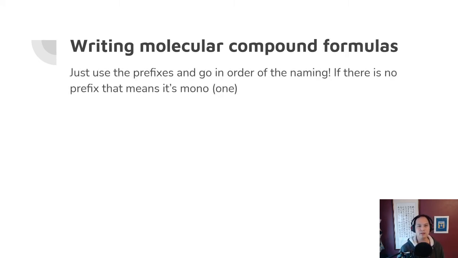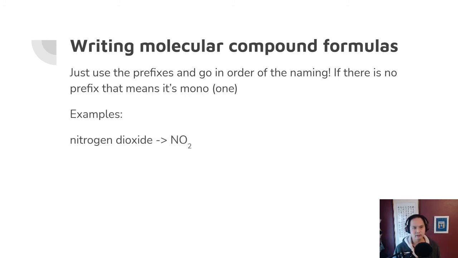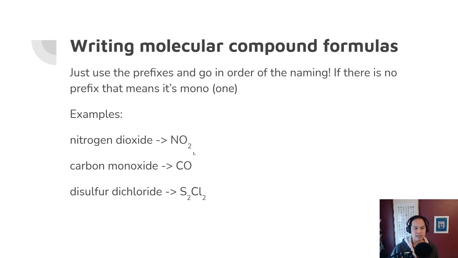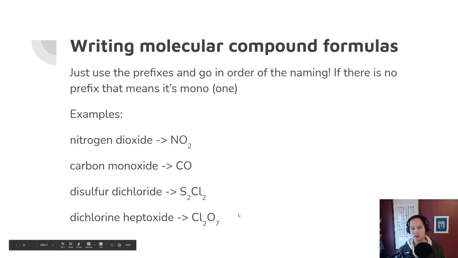All right. So when we're writing the formulas, it's really straightforward. If I give you the name to write the formula, you just use the prefixes and go in order of the naming. If there's no prefix, that means it's mono, 1. All right. So here are some examples. Nitrogen dioxide. Okay. 1 N, 2 O's. Nitrogen dioxide. Boom. Done. Carbon monoxide. 1 C, 1 O. Okay. Straightforward again. Disulfur dichloride. Okay. 2 S's, 2 chlorines. Okay. Dichlorine heptoxide. 2 Cl's, 7 O's.